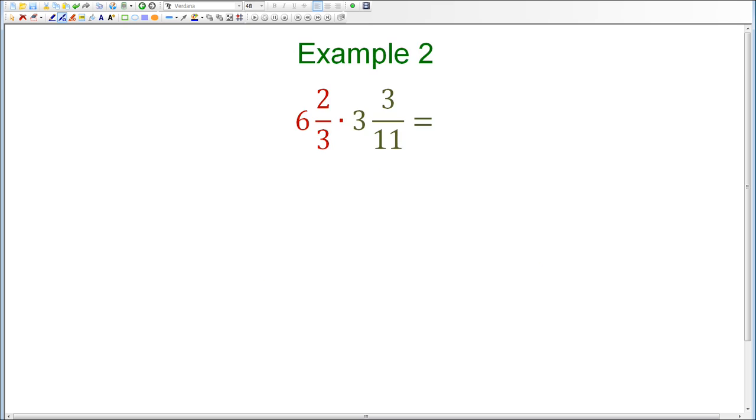This is example number 2. Example number 2 is 6 2/3 times 3 3/11. When multiplying any set of mixed numbers, you always want to rewrite the mixed numbers as improper fractions.